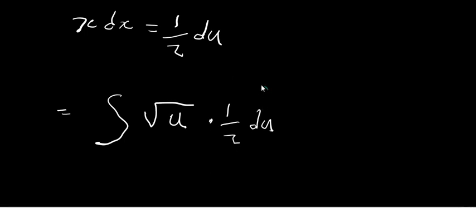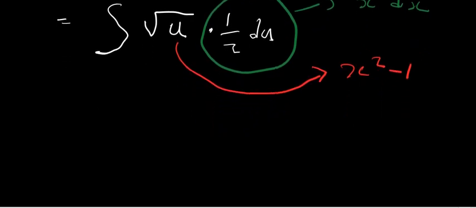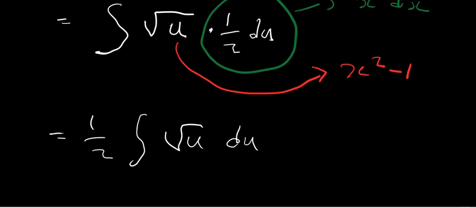I know some people haven't gotten this part. This part here has replaced x dx in the original expression. And this u has replaced what we had, which was x squared minus 1. Now, upon knowing that, what's next? We can use the scalar rule of integration, whereby we can factorize out the 1 over 2. So this can simply be written as 1 over 2 times the integral of square root u du.